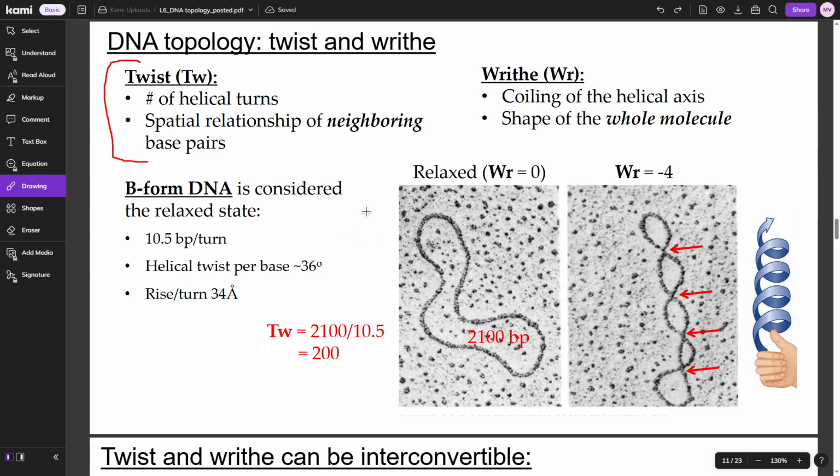And what you can do is, if you're given a number of base pairs, you can take that number of base pairs and divide it by 10.5 base pairs, and that'll give you the actual number of twists within your DNA, assuming that it's fully circular and there isn't any supercoiling involved in it. So that's how you calculate your linking number if they don't give it to you.